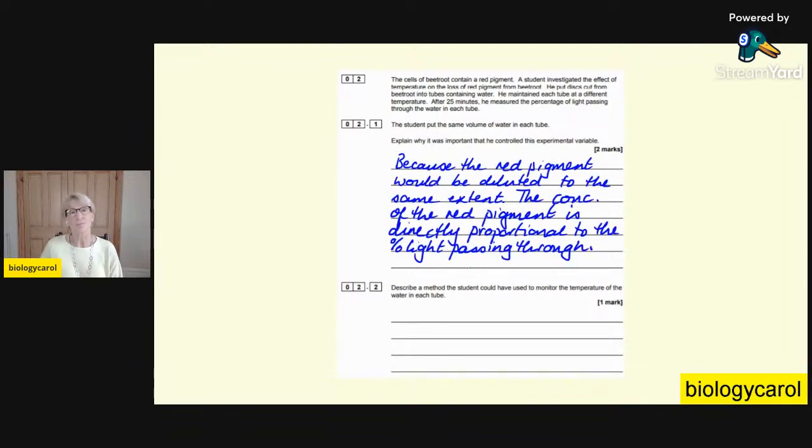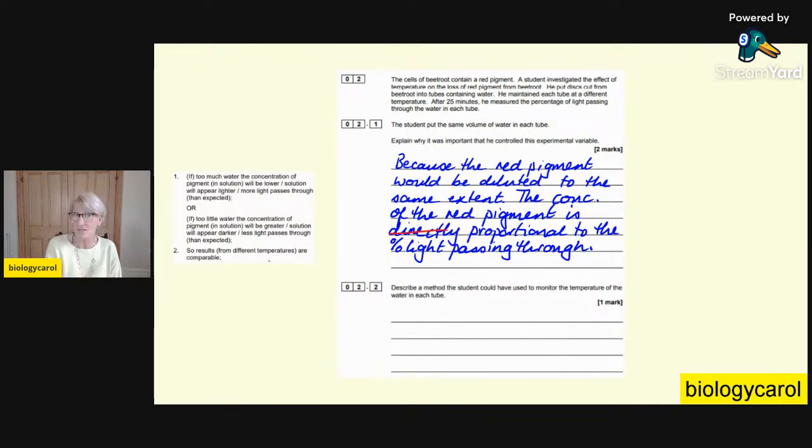Well, this is what I put. Because the red pigment would be diluted to the same extent for each temperature. Maybe I should have said that, for each temperature. And then you're kind of going, well, why is that important? Well, because the concentration of the red pigment, notice I've used the term directly proportional to the percentage of light passing through it. And in fact, that is not correct. Here am I suddenly realizing, not to the percentage of light passing through it, that actually isn't correct. So actually, I'm now realizing, sorry, here's the mark scheme, and I gave myself 1 mark.